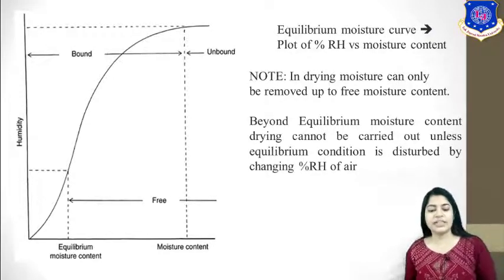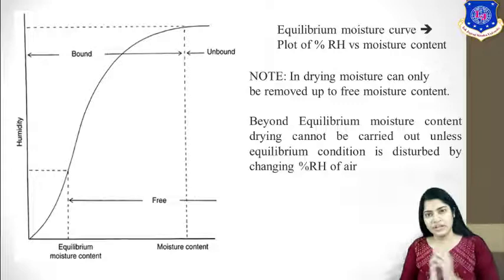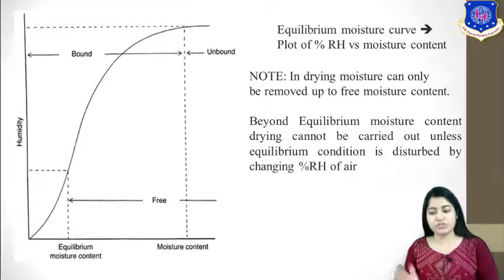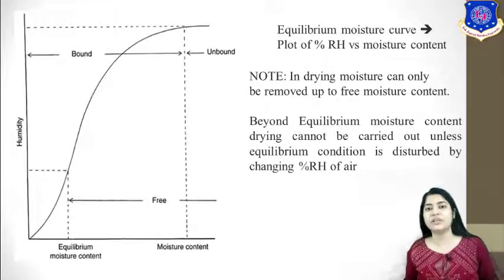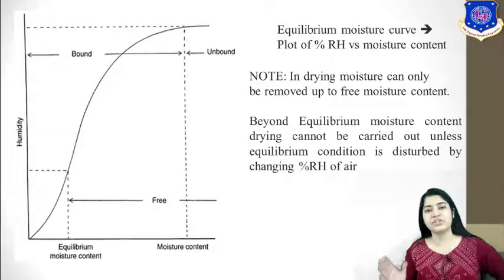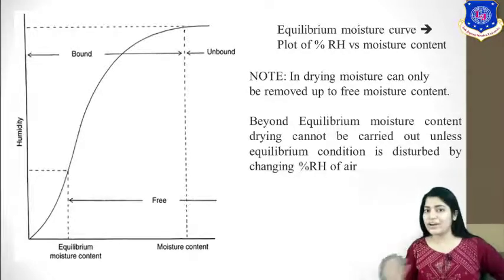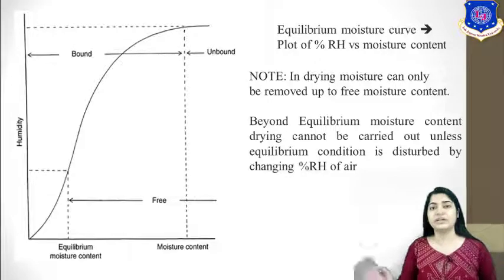So here you can see that your free moisture is what? It includes unbound moisture content plus a certain part of bound moisture content. Whereas your equilibrium moisture content you can see on the moisture content plot. Beyond that your drying is not possible. So in drying operation, moisture can only be removed up to free moisture content. So till free moisture only your drying operation is valid. Beyond that, that amount of moisture cannot be removed at that particular temperature.